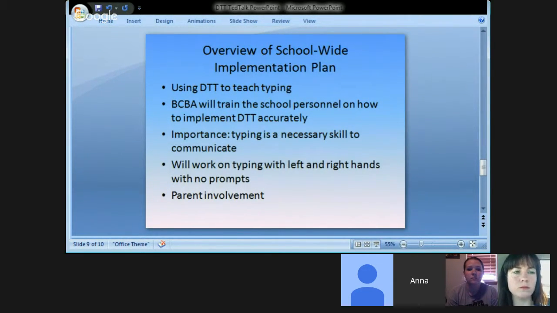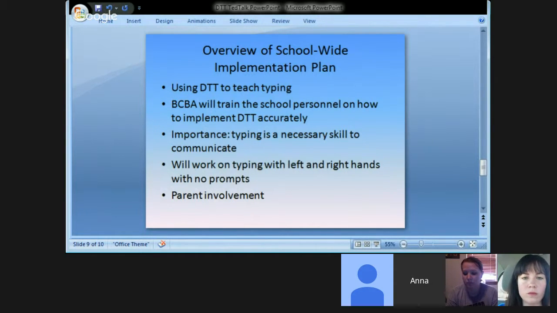Using DTT allows the educators to break down typing into smaller and more teachable components. The OT can work on typing with the left hand and then the right hand, and once the student meets the mastery criteria, they could randomly rotate left hand and right hand so that they could type more fluently. The parents will also participate and allow students to generalize the skills at home.